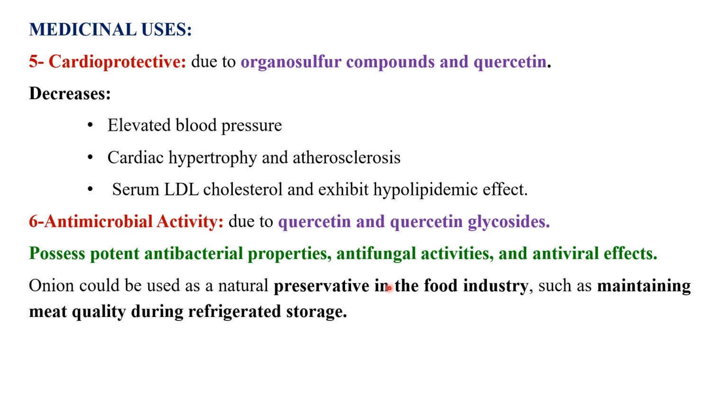It could be used as a natural preservative in the food industry, such as maintaining meat quality during refrigerated storage. So it's preferable when you are going to store meat or chicken, for example, in your refrigerator, to add some onions with it, which could let them be preserved for longer times due to its antimicrobial activities.